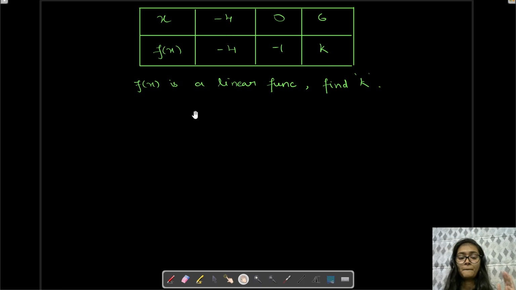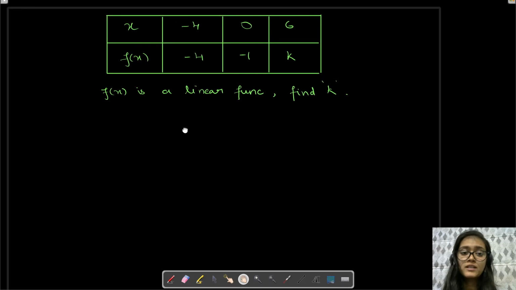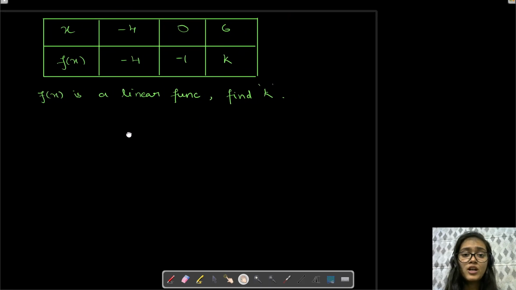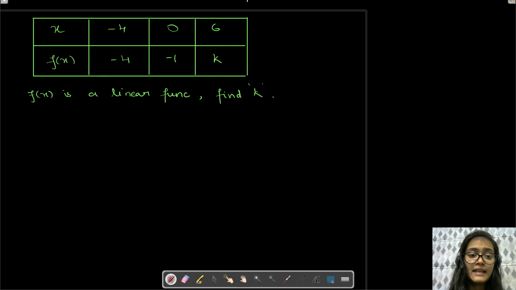In this one, no equation is given to us, but the values of the function are given to us in the form of a table. So some input values are given, some output values are given, and they say that if f of x is a linear function, find the value of k. So let's do this. Now the same question could have been also given in this form.